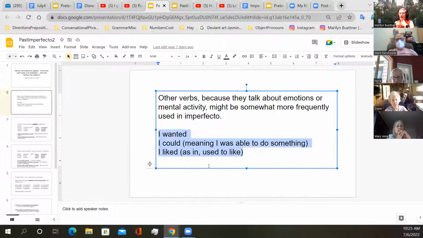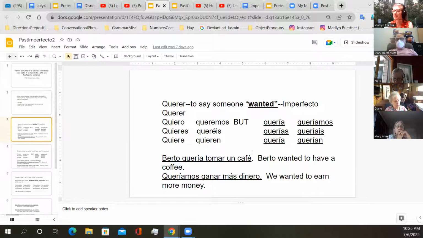Okay. The I wanted, the I could, and the I liked. I used to like things. So we're going to practice these in imperfecto. And the imperfecto is easy to practice because these are going to use the aba and the ia endings. Okay. They have very few irregulars and they're easy to practice. And whenever you want to say somebody wanted something, it's not an event. Not an event. So it will stay in imperfecto most of the time.